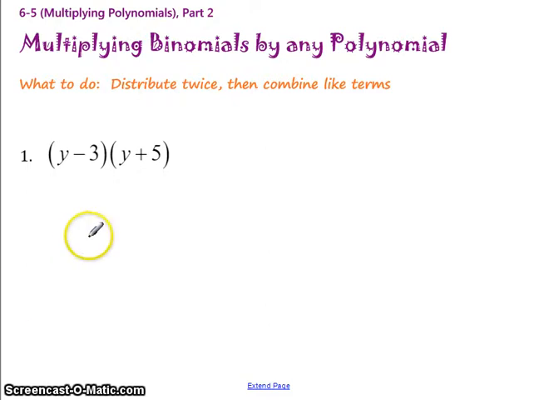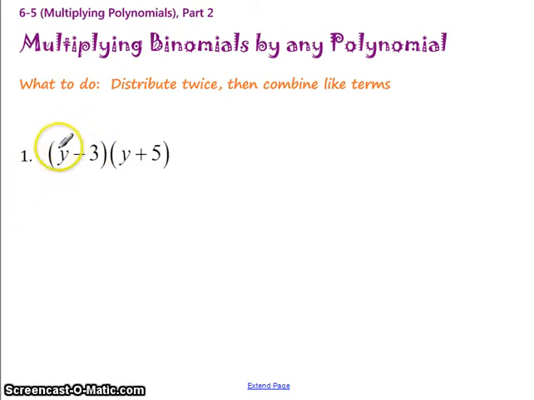So for example, you see in example 1, we have y minus 3, which is a binomial, and we're going to multiply it by another binomial, y plus 5. So what your method is going to be is to use the distributive property not once like we did before, but twice, and then as you did before, combine like terms if you have any. So here's what I mean by the distributive property.